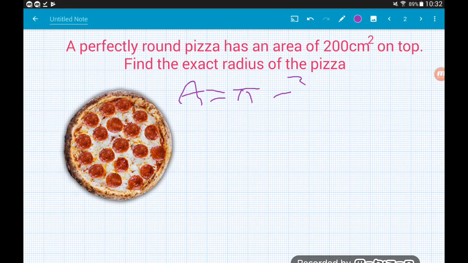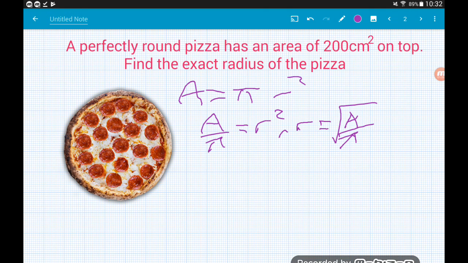So if we first of all divide by pi, we would get the area divided by pi is equal to the radius squared. And then if we square root both sides, that's going to tell us that r is equal to the square root of the area divided by pi, which by our rules of surds, we can write as root A over root pi. Now we know the area is 200, so we're going to need to square root 200.